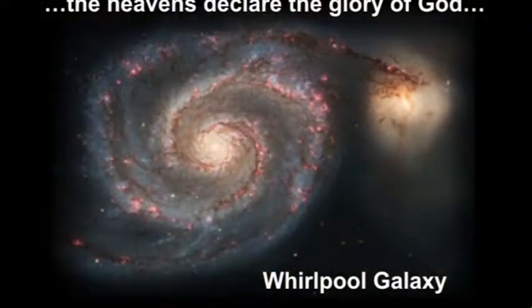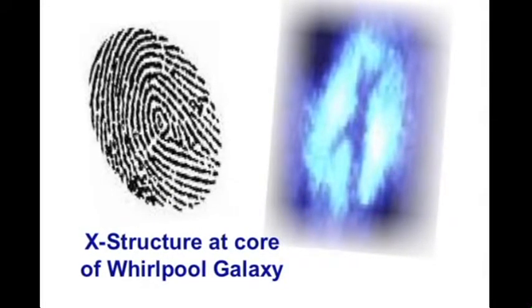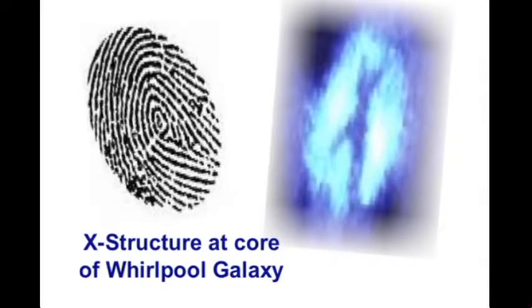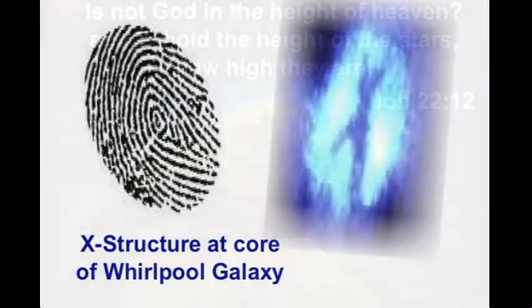I want to show you what's called the X structure at the core of the Whirlpool Galaxy. The Whirlpool Galaxy is one of the billions of grand design Whirlpool galaxies seen in God's heavens. NASA took their Hubble telescope and aimed that powerful telescope at the very center of the Whirlpool Galaxy. And this is the picture they came up with. Well, they call that the X structure at the core of the Whirlpool Galaxy. I call that one of the fingerprints of God upon his creation.